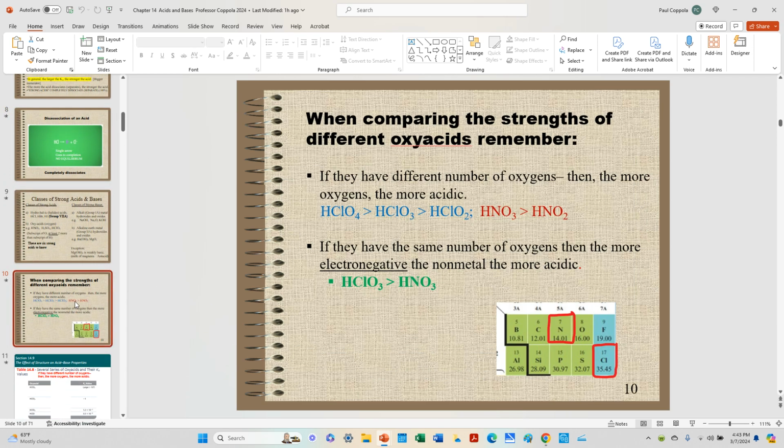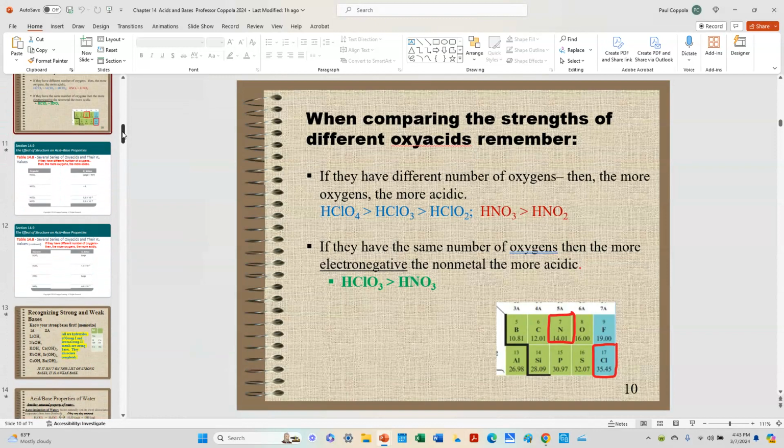Okay, let's go to slide 10. And then we talked about oxyacids, and if they have more oxygens and the other two elements are the same, the one with the more oxygen is a stronger acid. And these are just some examples. And I give other examples in the next several slides. And then we're going to go to slide 13.